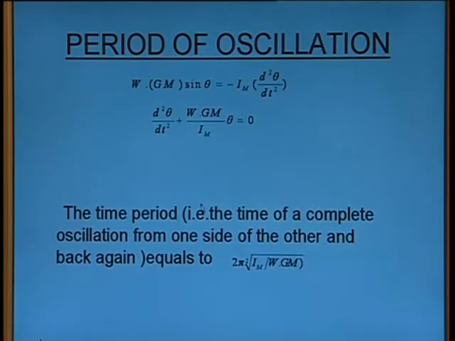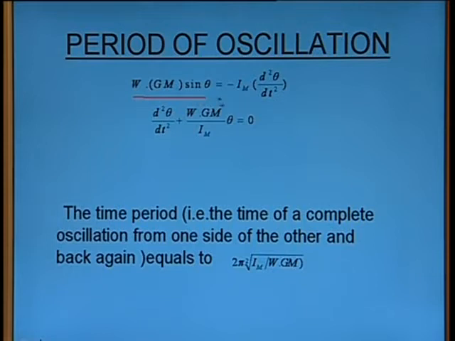Now here we have another interesting phenomenon. With the help of that we can find out the period of oscillation. We know whenever a ship gets tilted along the longitudinal axis, because of the shifting, a couple of magnitude W multiplied by GM, where GM is the metacentric height, times sin theta, starts acting to bring it back to the original position.